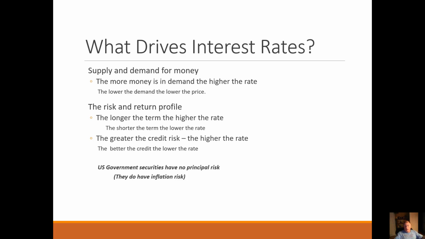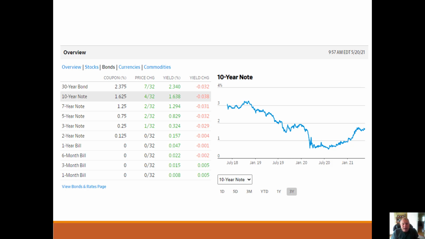U.S. government securities have no principal risk because the government can always print more money. They do have inflation risk, so that's an important thing to keep in mind. Here we have a picture of where interest rates are as of today, May 20th. I've highlighted the 10-year note here, and I'm looking at it over a 3-year period, going back to July of '18, which is just 3-4 summers ago. We were looking at a 10-year rate, the government rate for money the government can borrow for 10 years, and it was pretty low at 3.25.